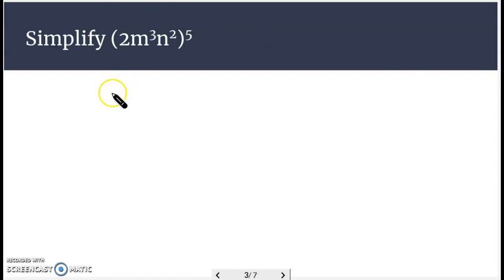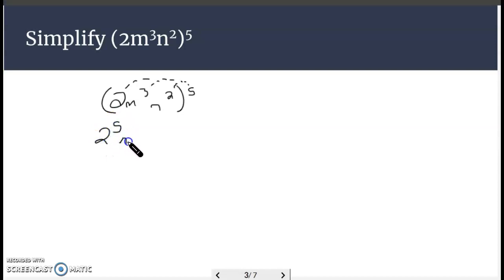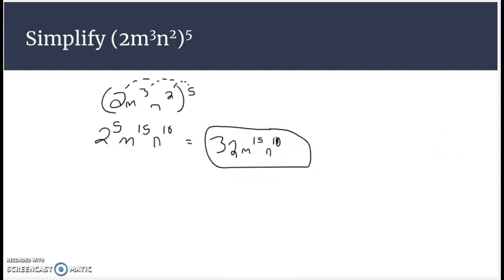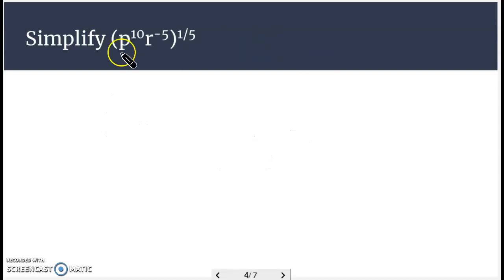So if we have 2m to the third power times n to the second power, and we're raising everything to the fifth, think of that 5 sort of as getting distributed to each item. And we have 2 to the 5th, m to the 15th, n to the 10th power. So power over power and the product power property are at play here. 2 to the 5th can be simplified to 32. Our final simplified answer, 32m to the 15th times n to the 10th. Again, power over power, the exponents get multiplied. Let's look at another one.